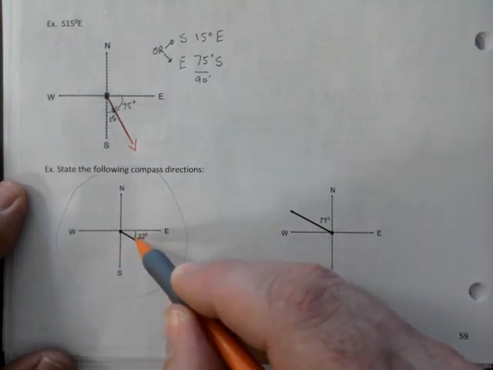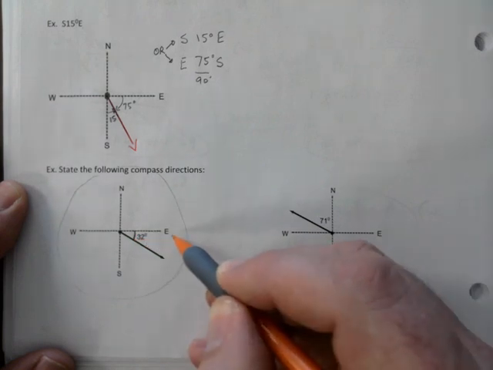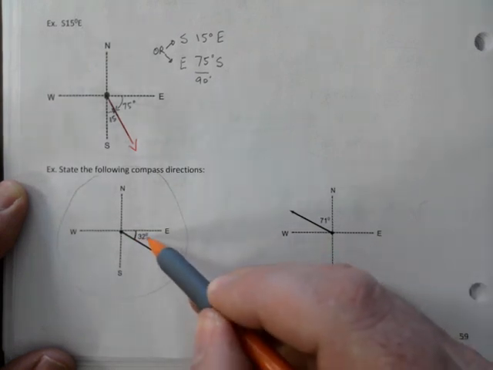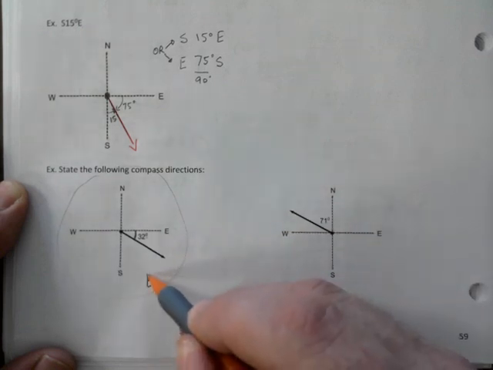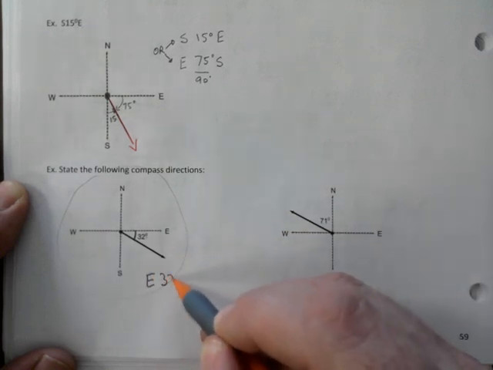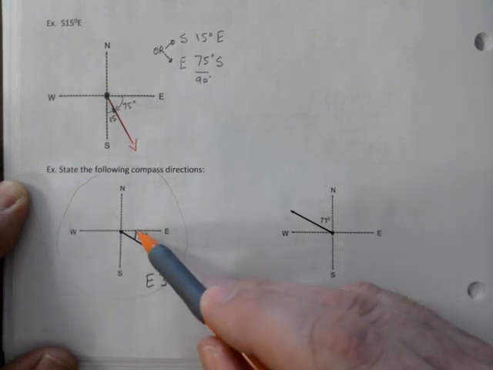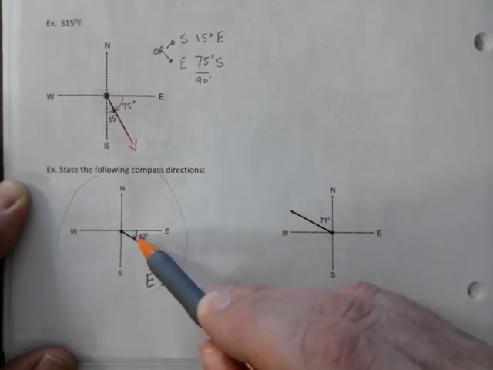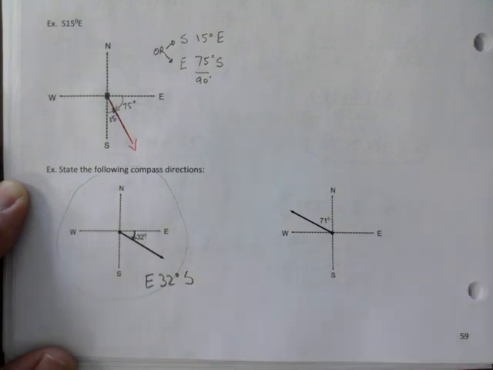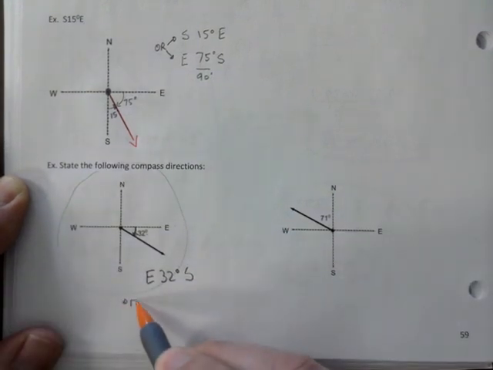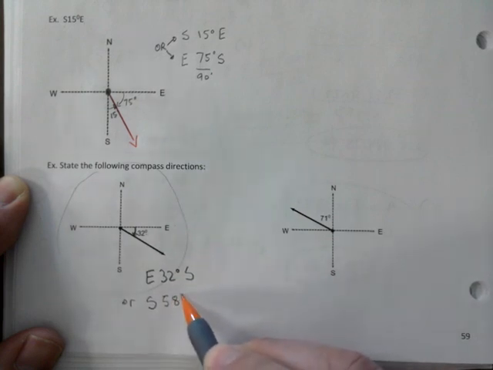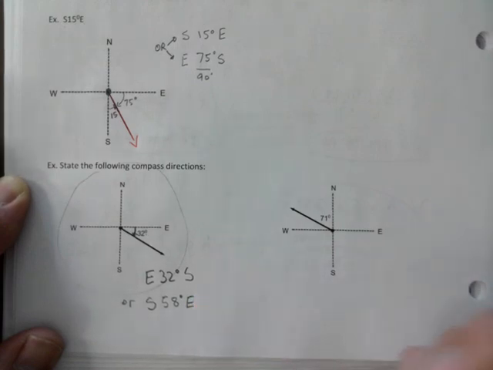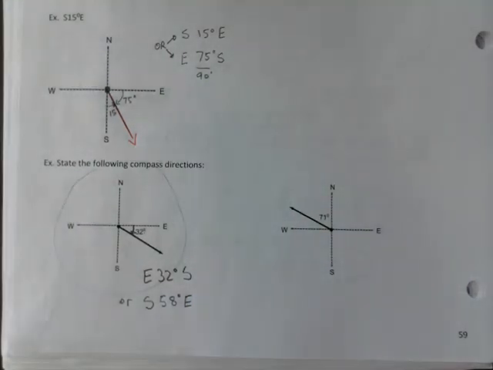So you kind of want to see, okay, where is this angle glued to? That angle is glued to the east line, correct? So you would say east, 32 degrees. Which way are you going from east? You're moving towards south, right? Or you could say south. What is it? 8 gets me to 40, so 58, right? 58 degrees east. Both of them are equivalent.